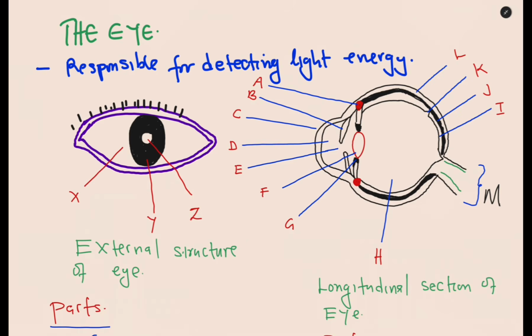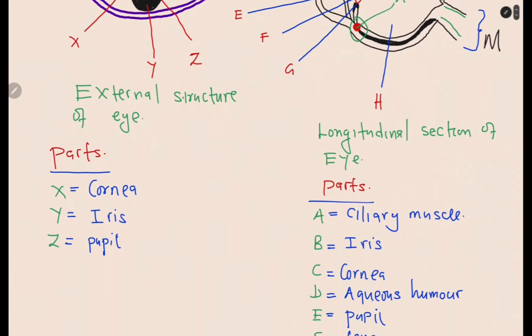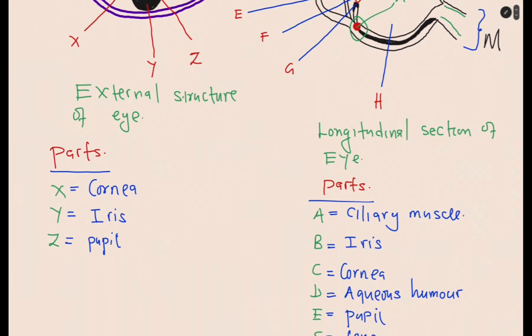So what is the part labeled A? Look at it very carefully. As you can see, for A we have this part here and also this part here. Even if it is labeled only here, we can still put A, because they are one and the same. So A is called the ciliary muscle. Take note of that.